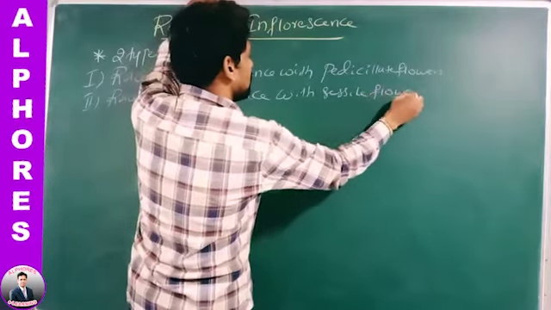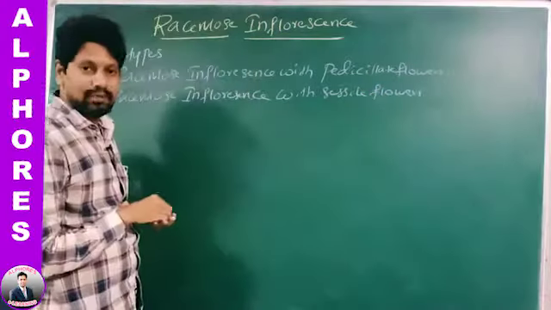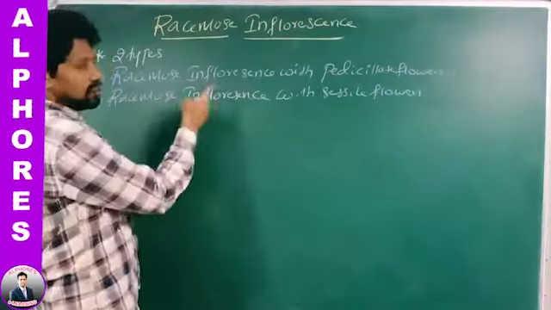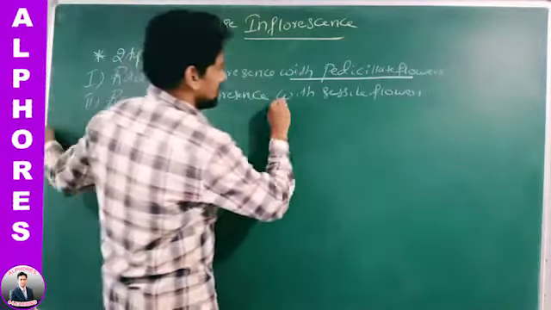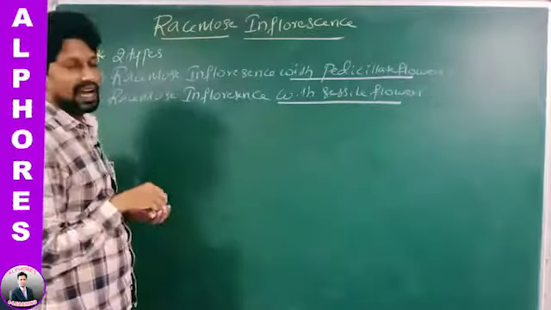Therefore, racemose inflorescence is of how many types? Two types. What are they? Racemose inflorescence with pedicellate flowers, and the second one is racemose inflorescence with sessile flowers.